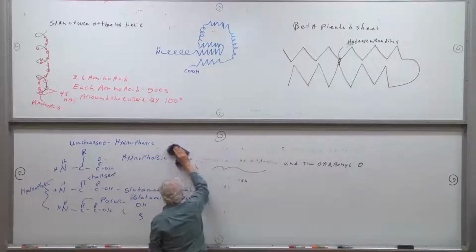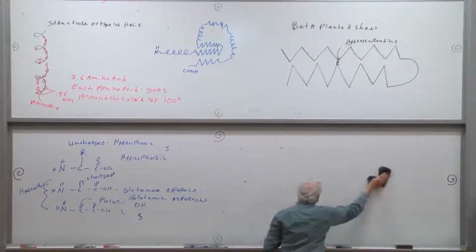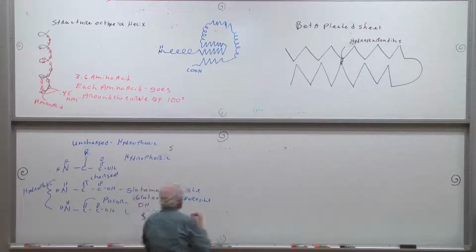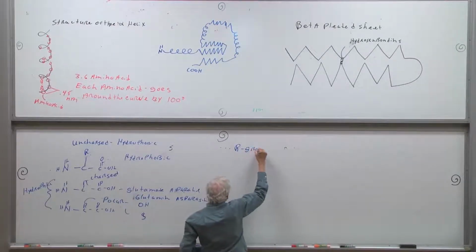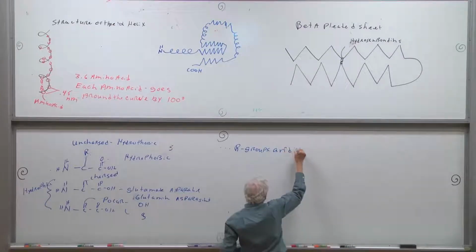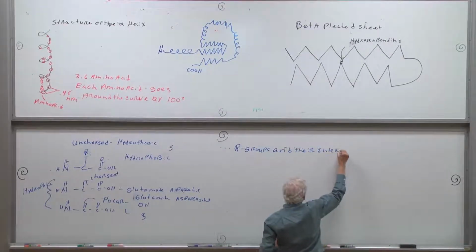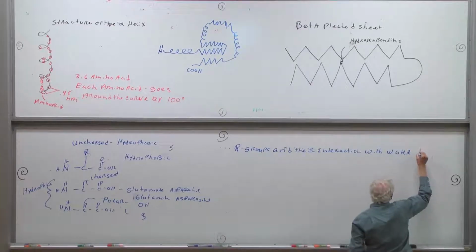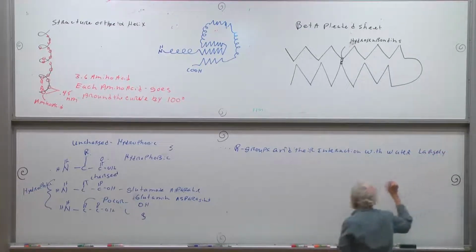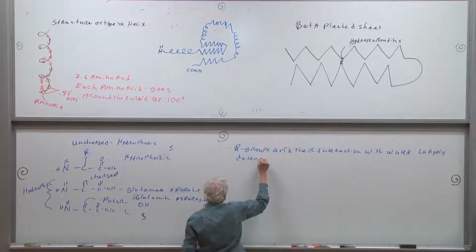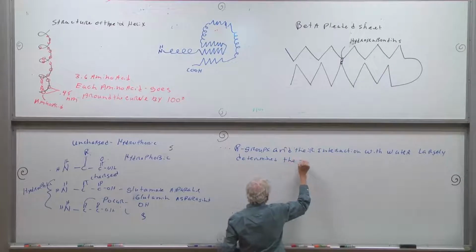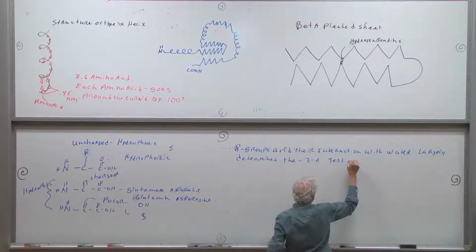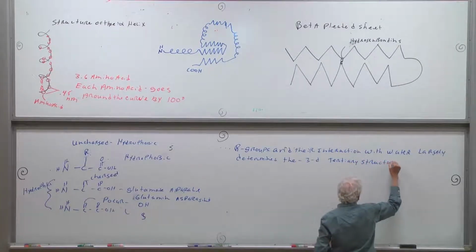So here what we're going to do on the second part of the panel is we're going to describe the idea of R groups. And their interaction with water largely determines the three-dimensional, you can read tertiary, structure of the protein.